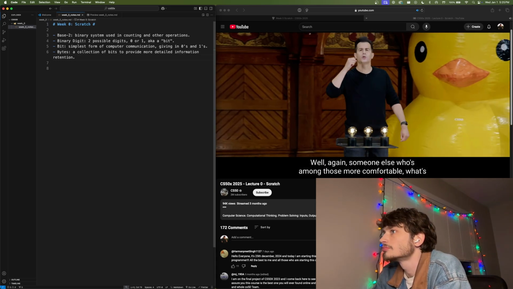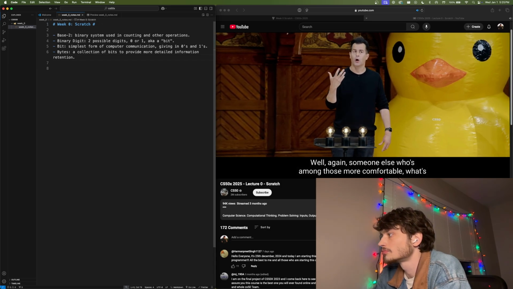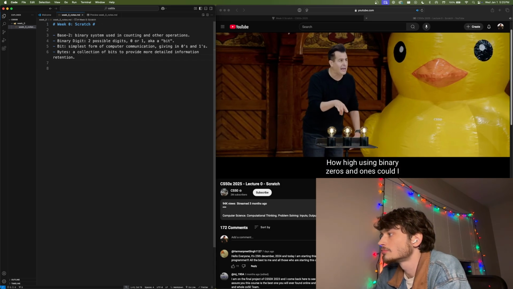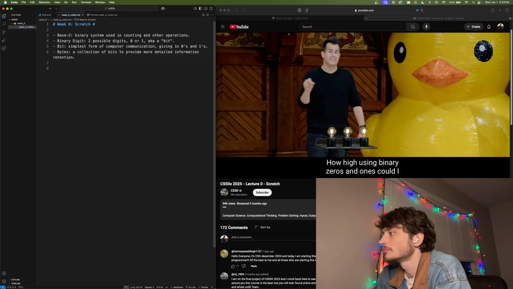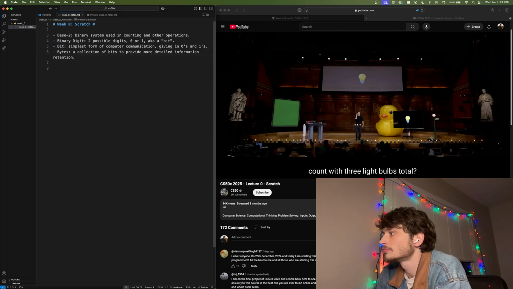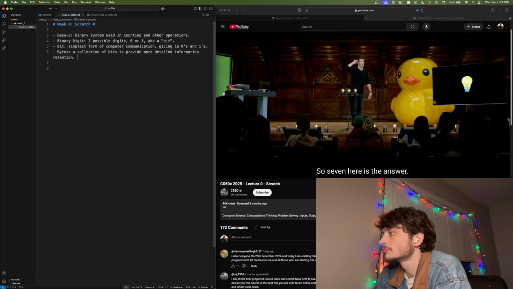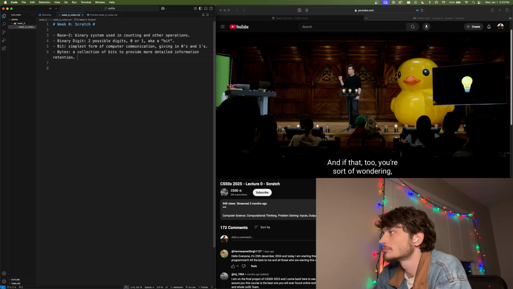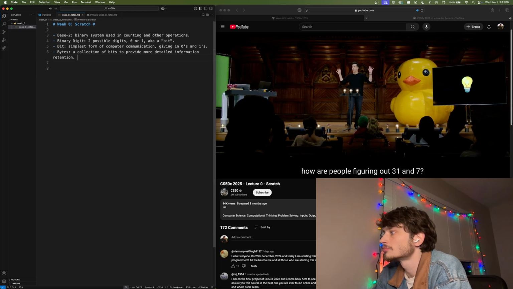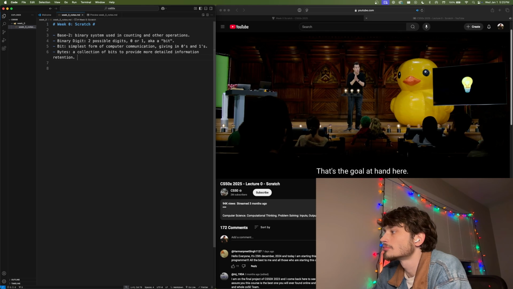Well, again, someone else who's among those more comfortable, what's the spoiler here? How high, using binary zeros and ones, could I count with 3 light bulbs total? Yeah. So 7 here is the answer. And if you're sort of wondering, how are people figuring out 31 and 7? That's the goal at hand here.